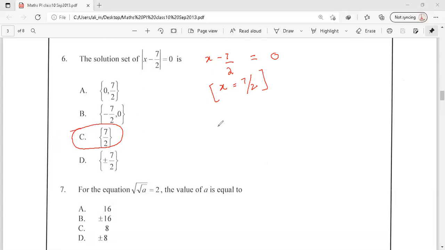Then we have a radical equation in which square root of square root a equals to 2. We have to find the value of a. So let's square both sides to remove one radical sign. So we will get square root of a is equal to 4, and then again squaring both sides. So this radical will be cancelled out with this square. So value of a will become 16. So correct answer is option A.